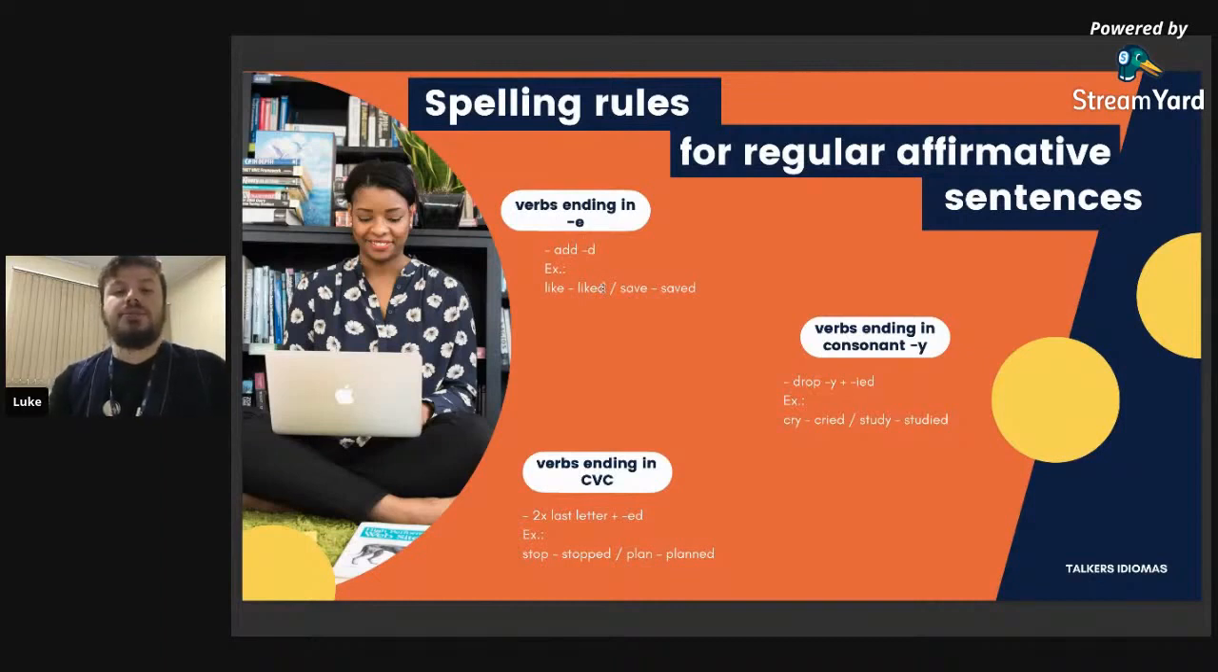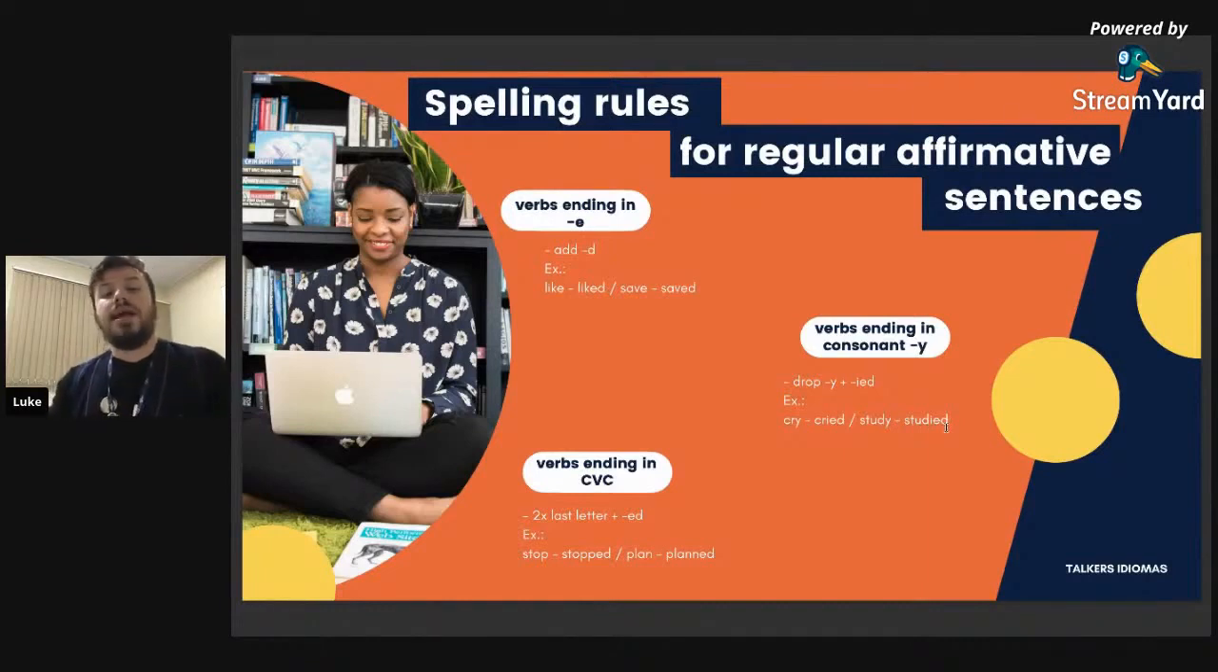Okay? Great. Then, verbs that end in consonant Y. If your verb ends in consonant Y, you are going to drop. When we say drop, we say cancel, okay? So we are going to remove the letter Y from your verb, and you are going to add IED, okay? Let's see the examples. Cry, cried. You see that we removed the letter Y and we added IED. Study, studied. We removed the letter Y and we added IED.